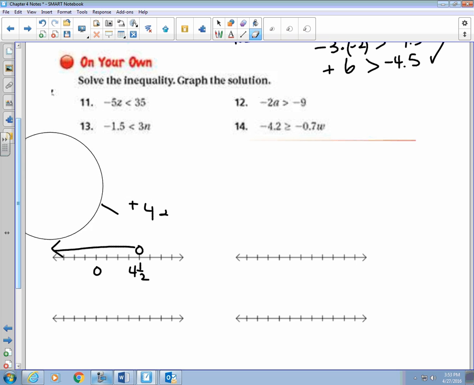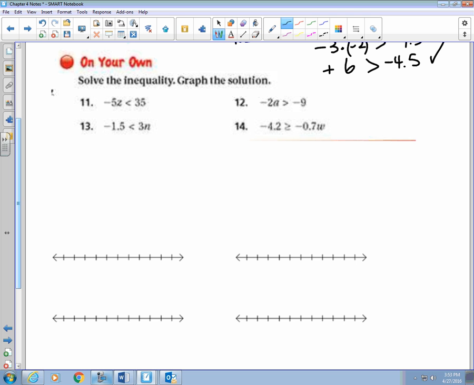Okay, I'm going to go ahead and erase this so I have room to do the other problems. So number 11, we have negative 5z is less than 35. Negative 5 and z are multiplied, so I'm going to divide by negative 5 on both sides. You'll notice sometimes I use a division symbol and sometimes I use a fraction bar. They both do the same thing. They divide. Negative 5 I'm dividing by. That means I got to flip my symbol.